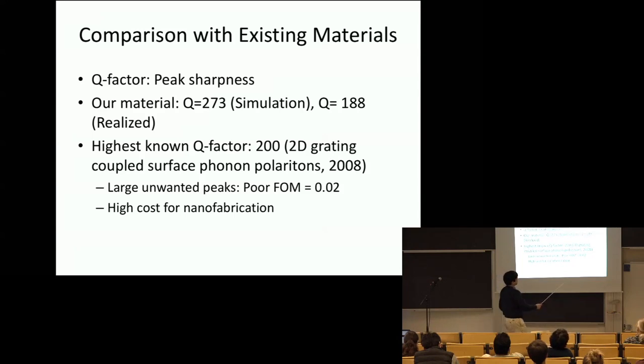And one reviewer says that this is not a big deal because you have 200. But it's not so simple. This material has large unwanted peaks, so if you calculate our figure of merit for it, it's very, very bad. And our material has a very simple structure, just layers, but this one has a much more complicated structure, so it has high cost.